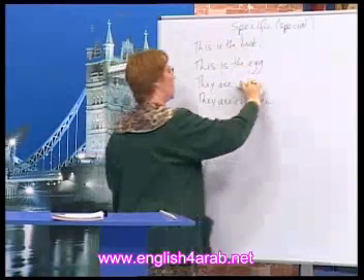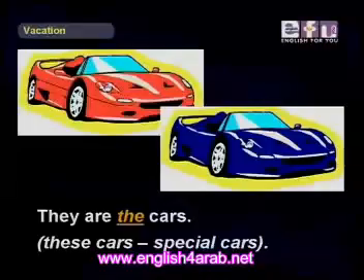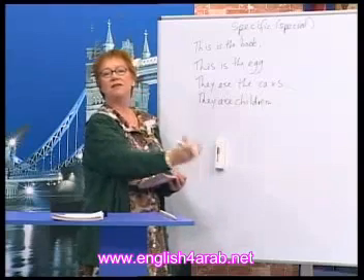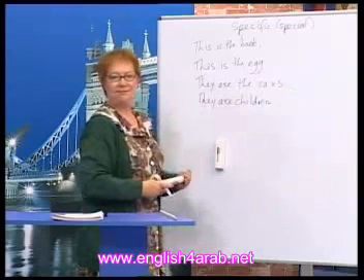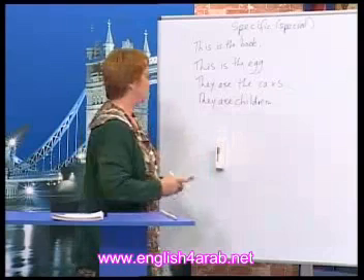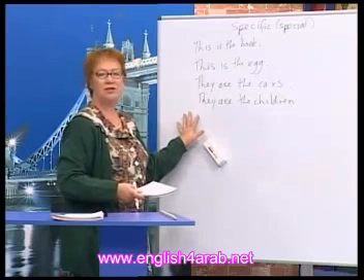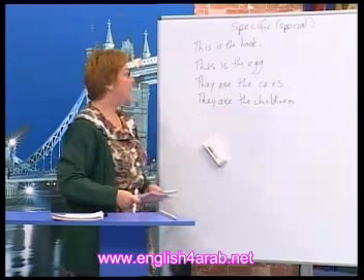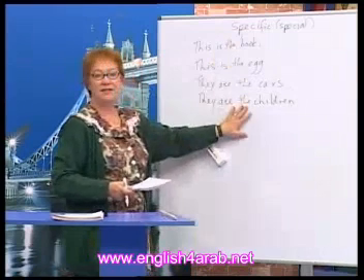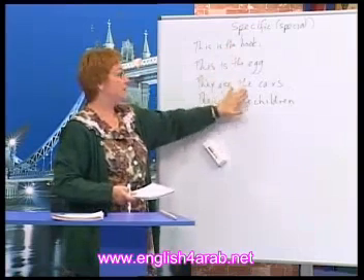Okay, now we have to change this one a little bit. They are the cars. Now we could put something like this: they are the cars I like. Very specific or special. And then finally, they are the children. They are the children, the special children I teach. It's a special group now. Okay? So the is used when it's very specific, and look, it's all the same.